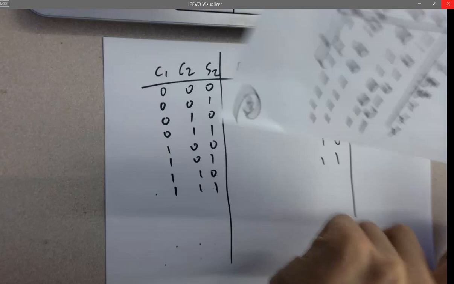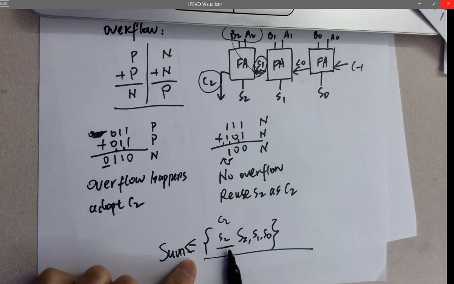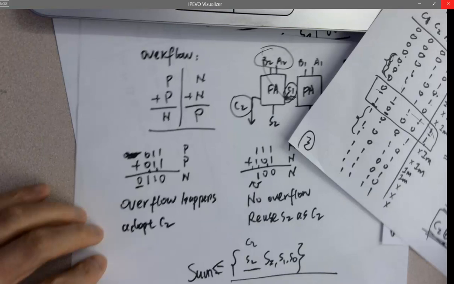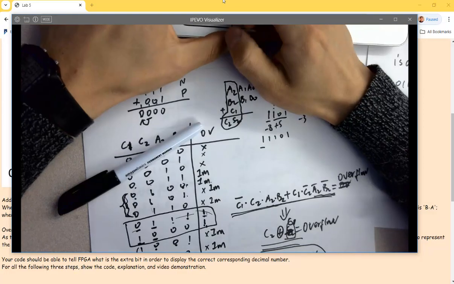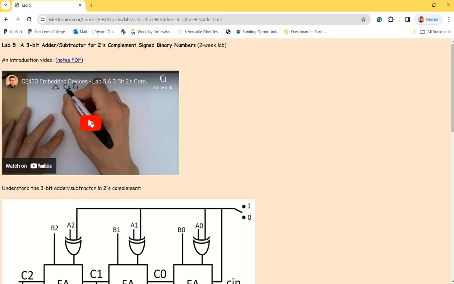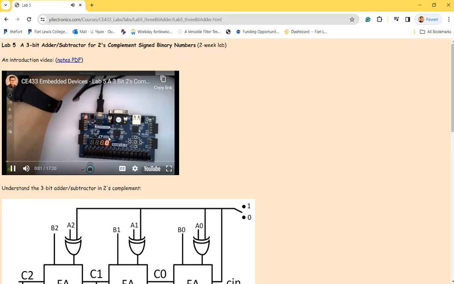So you can use the if statement to check that overflow bit, to decide whether to place the C2 here or the S2 here in the final result. And the lab requires you to display the final results on the LEDs. Right, so this is a quick introduction to the lab.